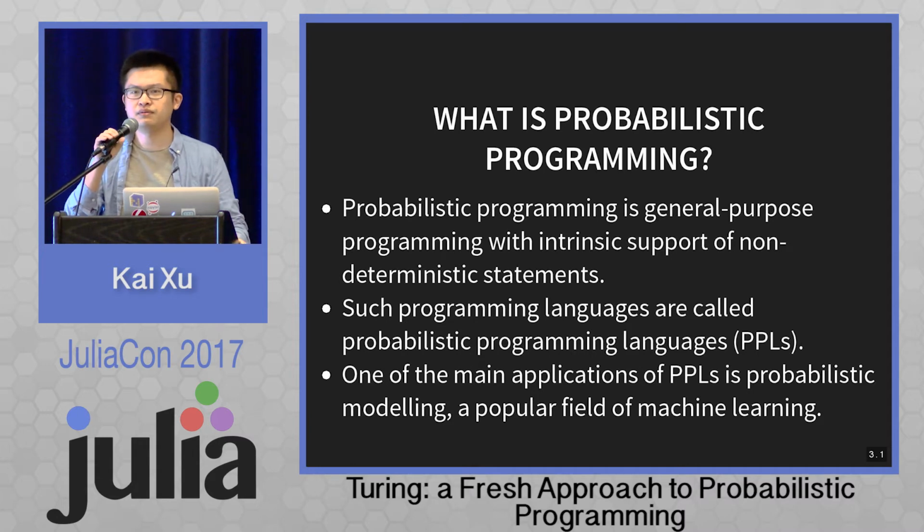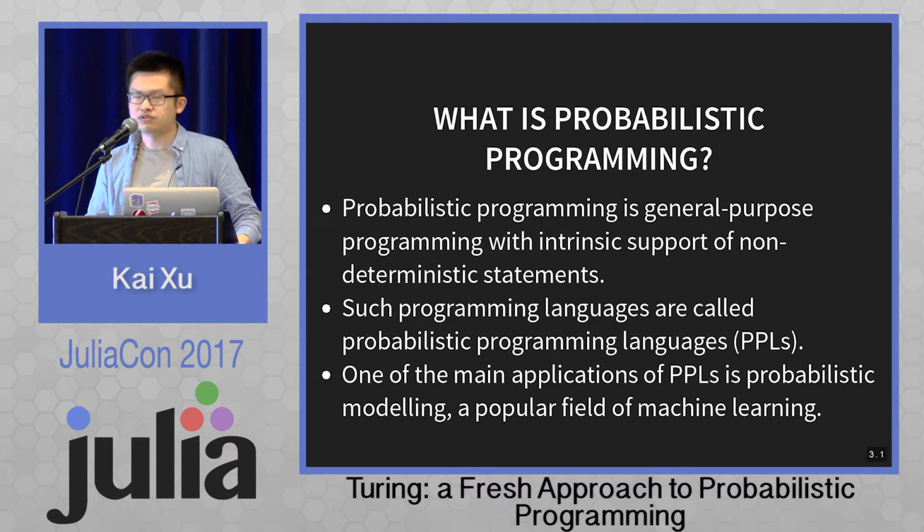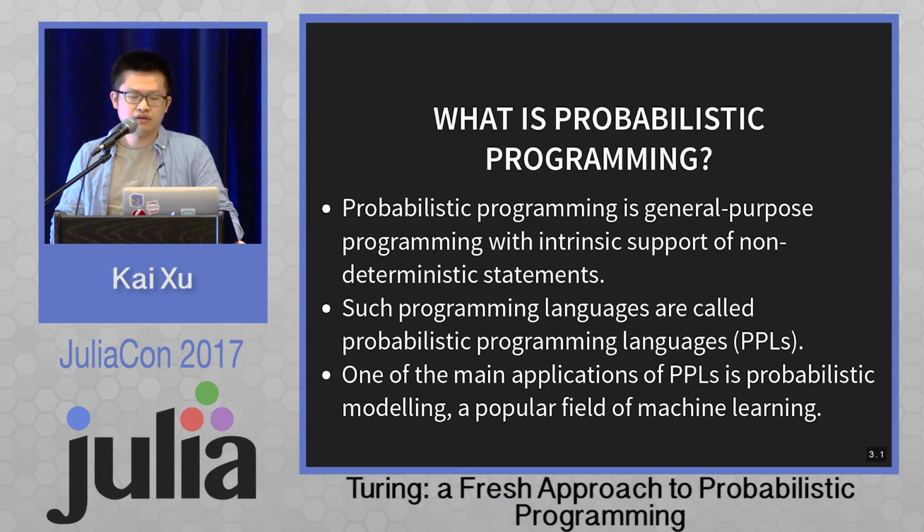Okay, so what is probabilistic programming? Generally speaking, probabilistic programming is just general purpose programming with some intrinsic support of non-deterministic statements. By non-deterministic statements, the most common one is a rand function, which will give you a random number from the uniform distribution. Programming languages like that are called probabilistic programming languages, which is short for PPLs. One of the main applications of probabilistic programming languages is probabilistic modeling, which is actually a popular field of machine learning.